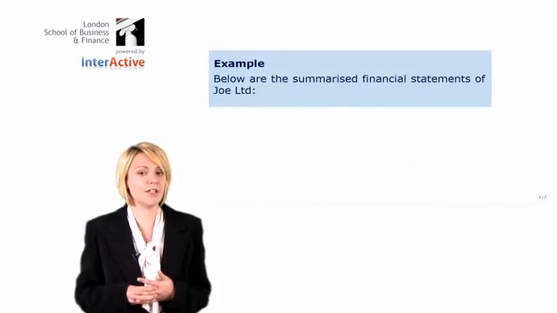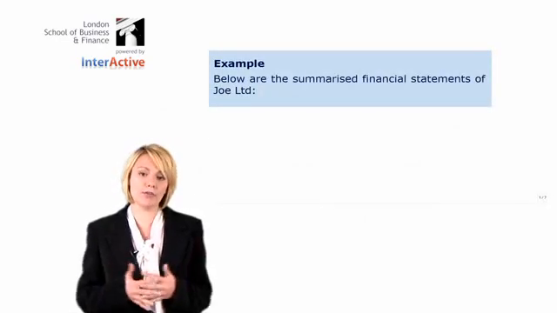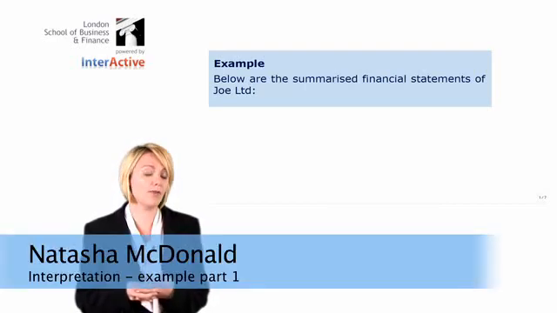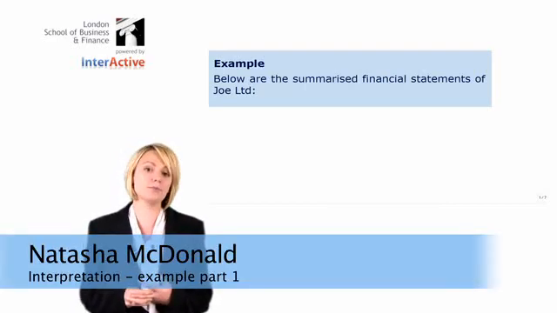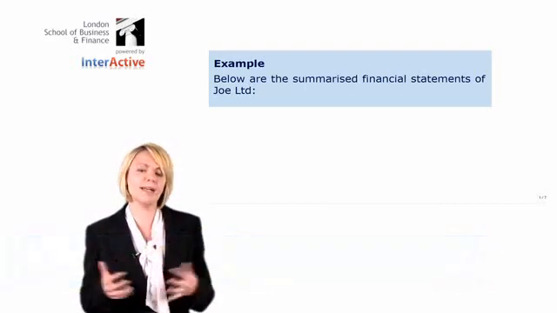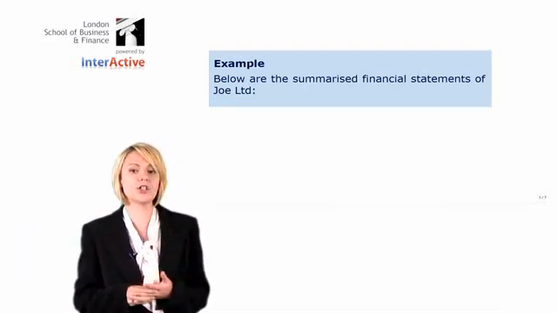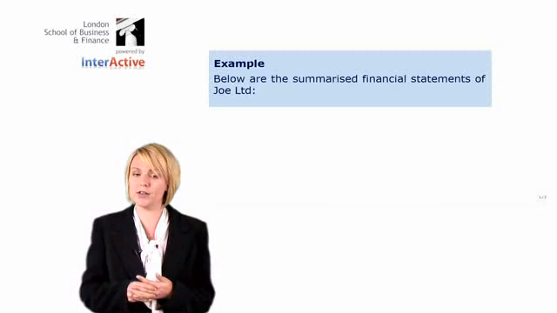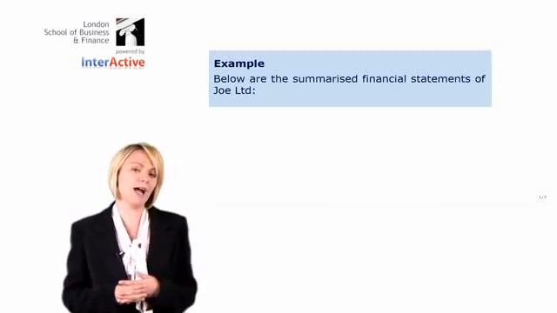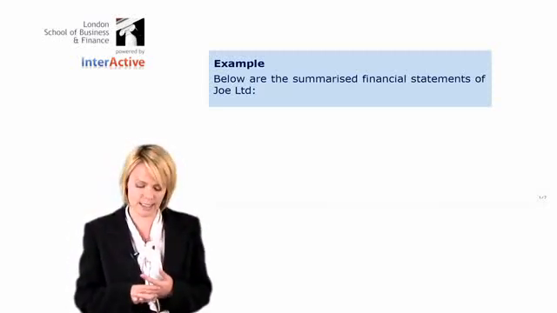In our final sessions of this chapter, we're going to put together all the knowledge we've seen so far of ratios and apply them to a question, and we're going to really bring those ratios to life. We'll have a look at calculating the ratios and also interpreting them as well. For that, we're going to have a look at an example called Joe Limited.